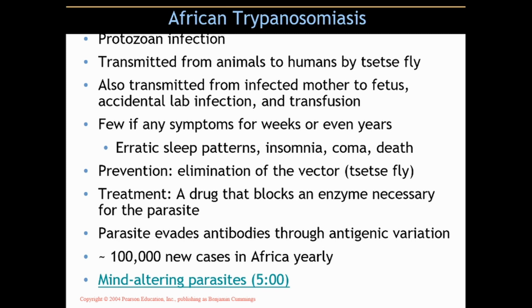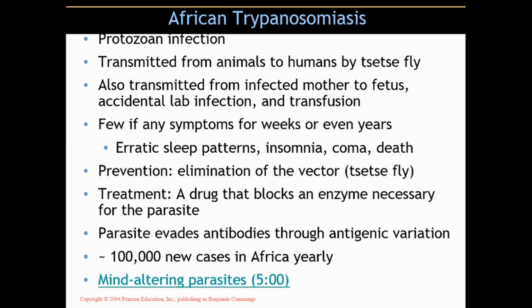That's the only fungal one that I wanted to cover here. This is a protozoan one. African trypanosomiasis is a protozoan infection. It's transmitted from animals to humans by a fly called the tsetse fly, that's my American pronunciation of it. I'm not sure how Africans would pronounce that, but we'll go with tsetse fly.